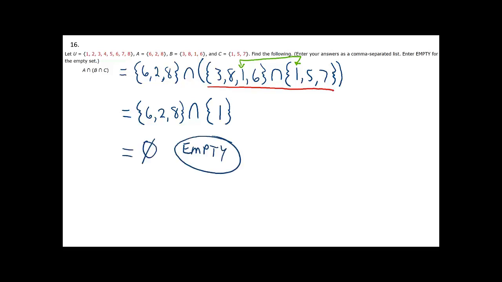The symbol is the circle with the slash through it, or you could write the set with no elements inside, just the braces. But they asked you specifically, for purposes of this exercise, to type in the word EMPTY in all caps. Capital E, capital M, capital P, capital T, capital Y. Enter that as your answer instead of the symbol for empty set. And the only reason you're doing that is because that's what they asked you to do.